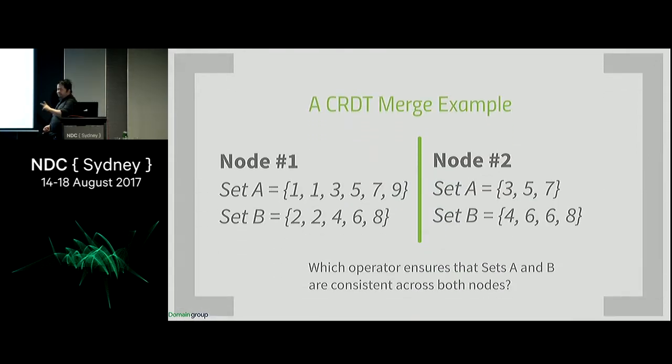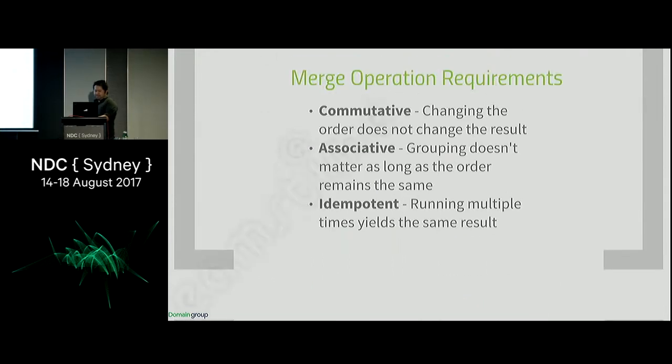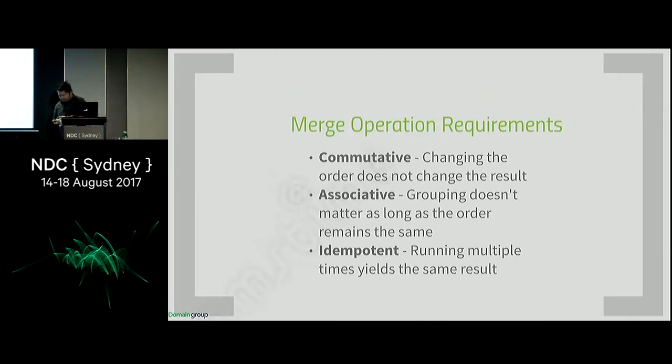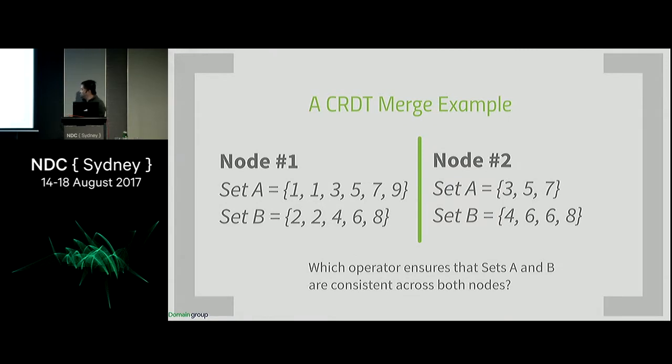So here's more of a question for the audience. Let's say I've got two nodes. And for the sake of simplicity, let's say I've got two sets. Each set has a set of ints. Which operator do you think would ensure this set of requirements? So if I go here, which one's commutative, which one's associative, and which one's idempotent? It seems really, really complex, but it isn't.